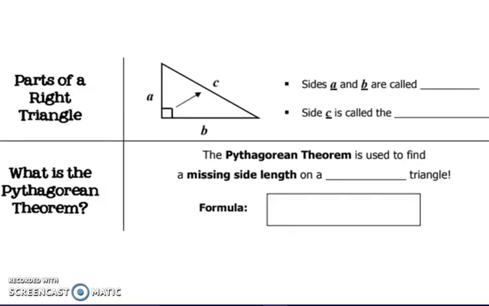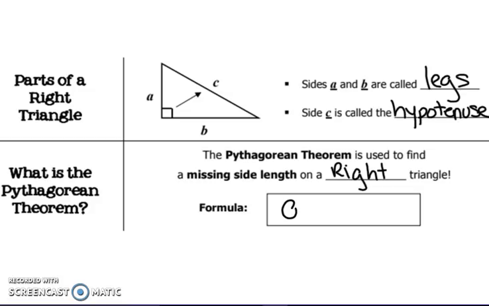Now, when we talk about a right triangle, we have specific parts that we need to know the difference between. Sides A and B are called your legs. They are the sides that make the right angle. Side C, the side opposite the right angle, is called your hypotenuse. Those are important to know because when we use our formula, we have to know which side is which. The Pythagorean theorem is only used on right triangles, so we can't use it on an equilateral triangle or an isosceles unless it has that right angle.